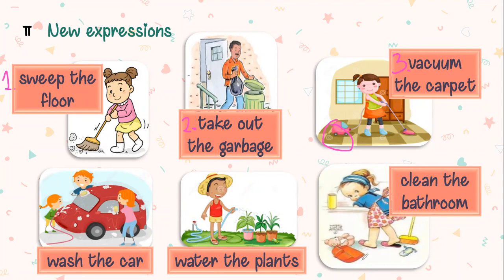Let's see here. This one, oh, this is easy. In this case, you can see the car, the people here, he's doing something. What's that? Wash the car. Number 4. In this case, look at this little boy, this young boy, and look at the plants. What is he doing? He's watering the plants. The expression is water the plants.